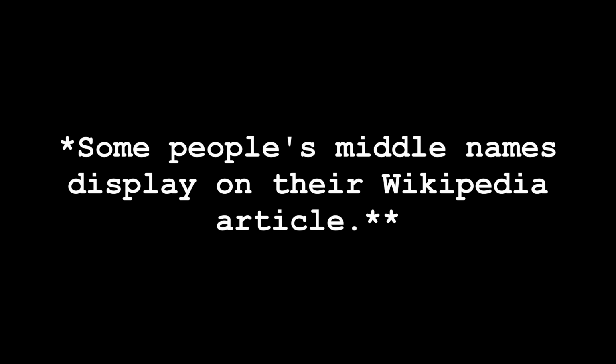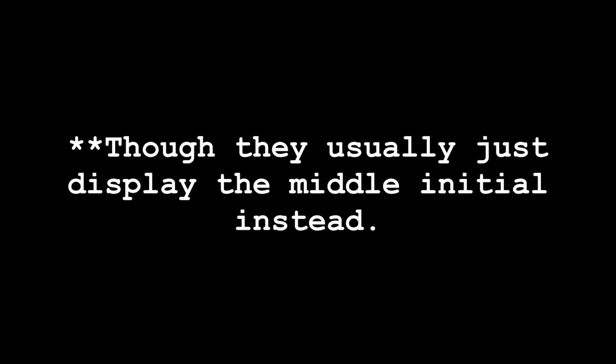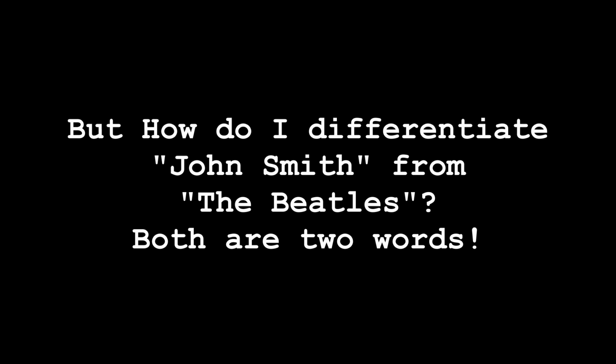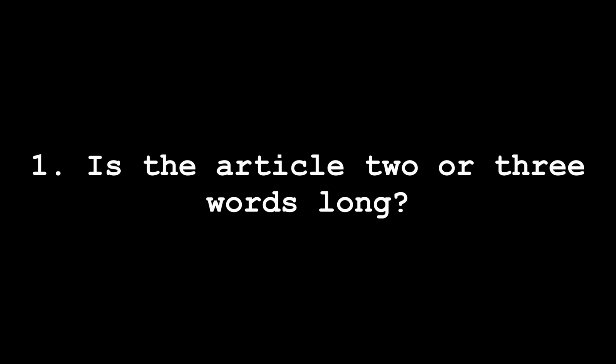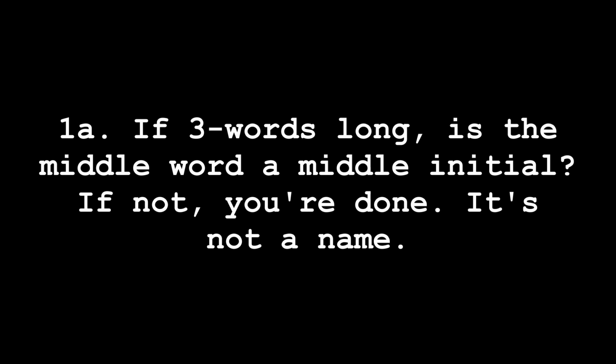The first thing I knew was that names were 2 words long, a first and a last. Except some people had middle names, though most Wikipedia article titles have middle initials instead. Also, how do I differentiate names from other 2-word articles? My solution was as follows. Step 1. Check if the article is 2 or 3 words long. If it's 3 words long, check if the middle word is simply a single character, or a single character followed by a dot. If neither of the above apply, it's not a name. Keep it. Otherwise, treat the first and third words as a 2-word article title and proceed to step 2.